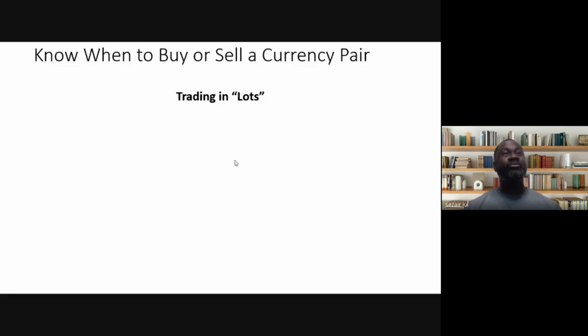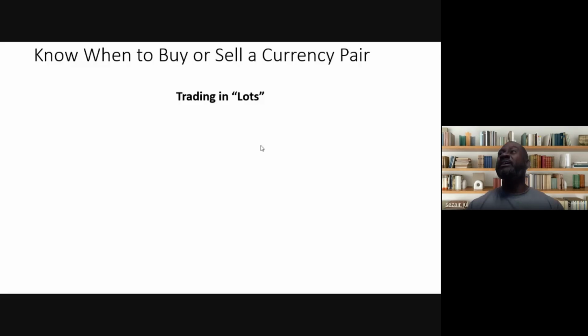This is the basic we need to understand every time. Trading in lots. We have to understand that when we're buying, we can't go in the market and buy one, let's say, $1. No, we buy by lot.